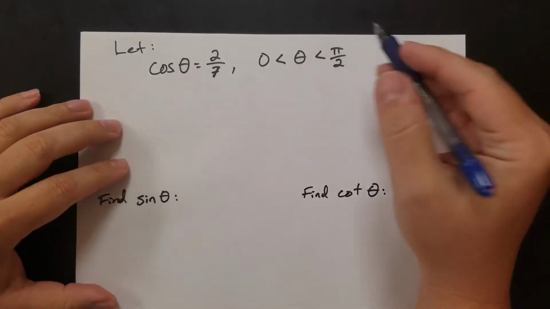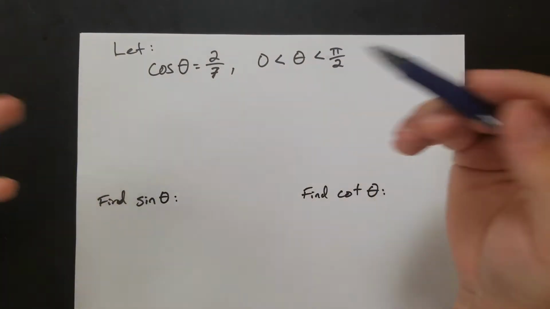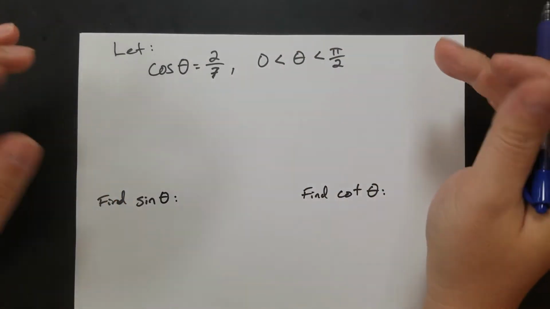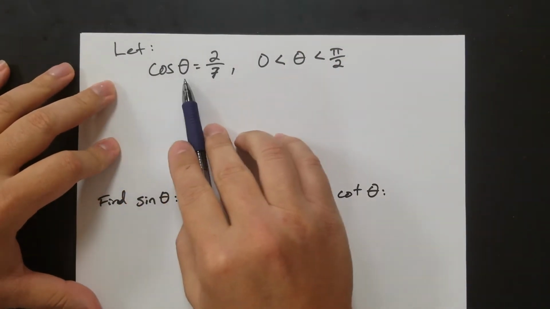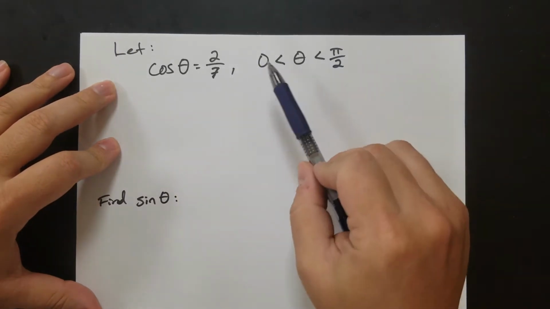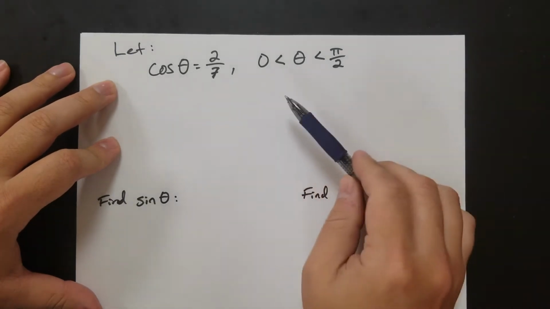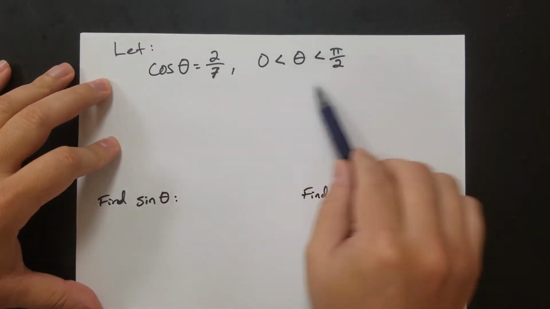Okay, so this problem involving trig functions is what we've been doing. You just have to approach it a little bit differently. So first off, let's look at what it's asking. This says, let cosine theta equal 2 over 7, and 0 is less than theta, which is less than pi over 2. Okay, so first off, this should look familiar. This part, maybe not so much, right?